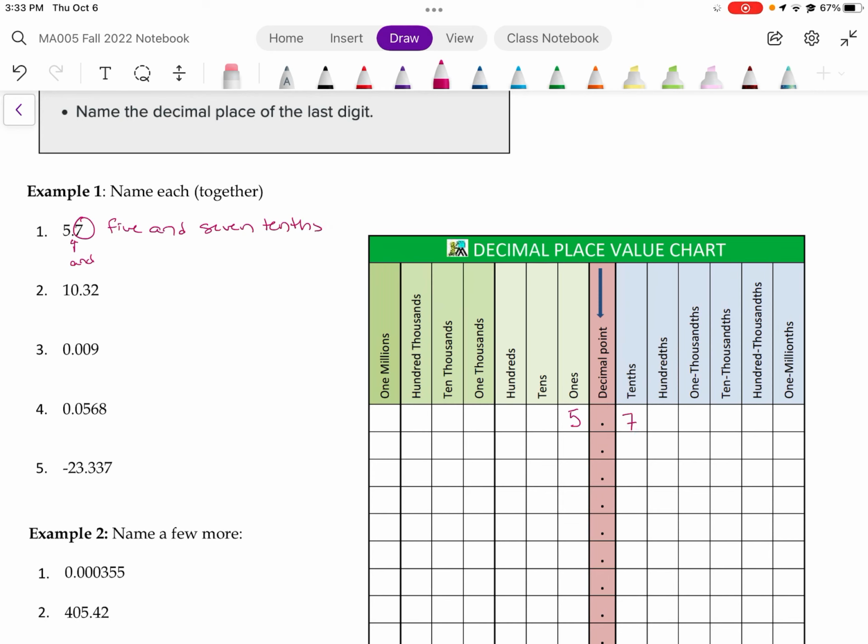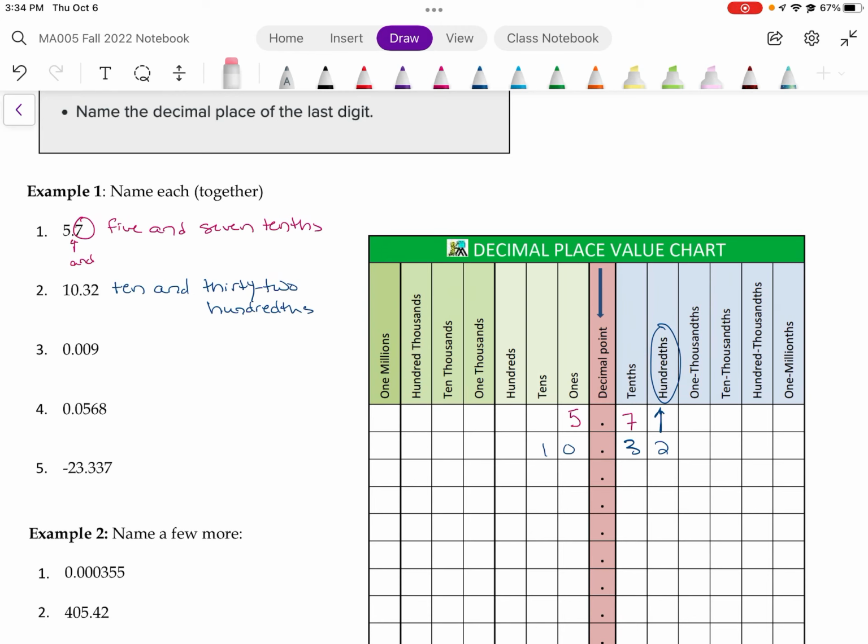All right, the next one, 10.32, is going to be 10 and, so say and, 10 and 32 what? Well, it's sitting in the hundredths place. Its very last digit is in the hundredths place. So it's 32 hundredths. So the rest of these, you may have to just listen to some of these if I can't squeeze them in.